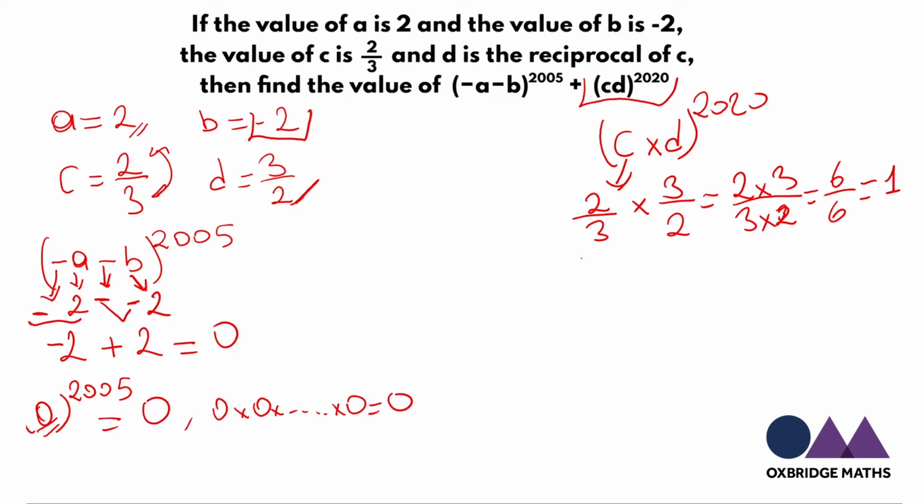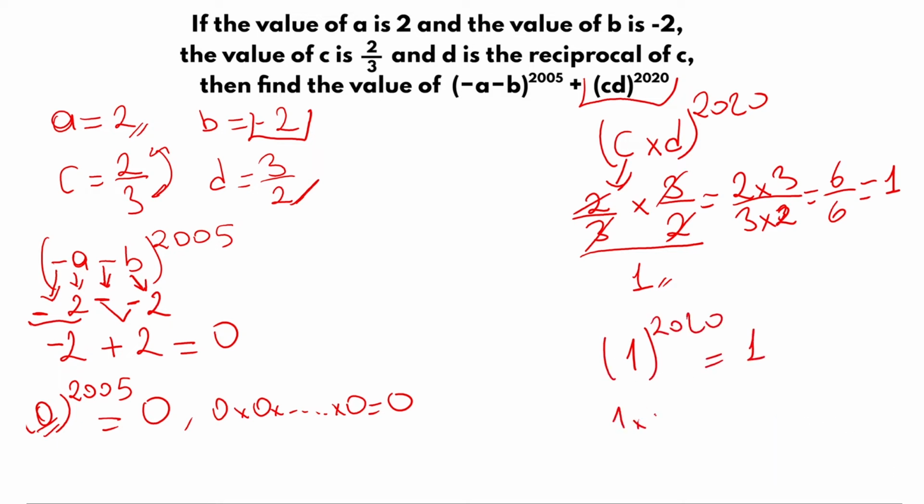Also, here you can simplify straight away. 2 cancels the 2, 3 cancels the 3. Alright, so it makes 1 again. 1 to the power of 2020 makes 1, because 1 times 1 times 1 makes 1. So we can say if the base is 1, the value of the power doesn't matter.